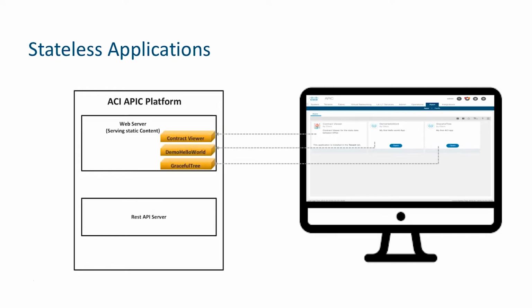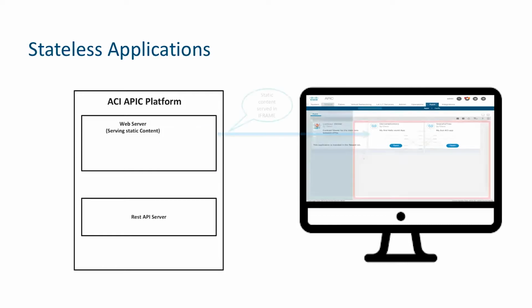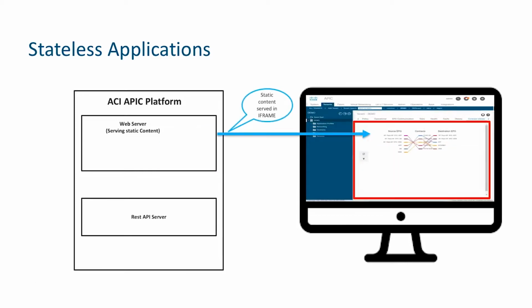When you deploy a stateless application to APIC, it is uploaded to the APIC web server. The boxes in orange show the uploaded stateless applications. Now say you want to view a stateless application in a tenant tab. The static content is displayed within an iframe as part of the web page.